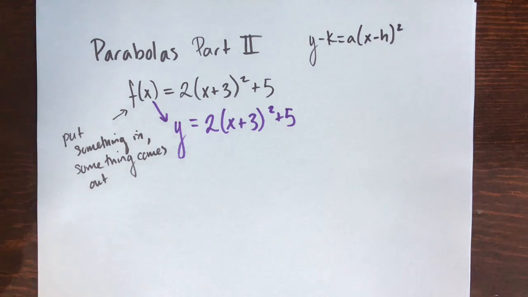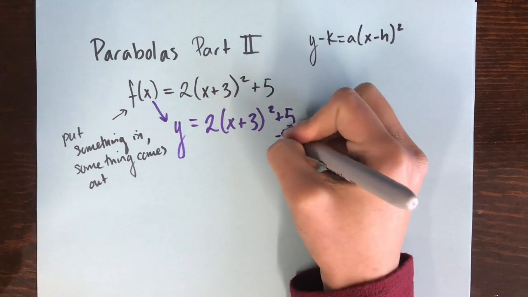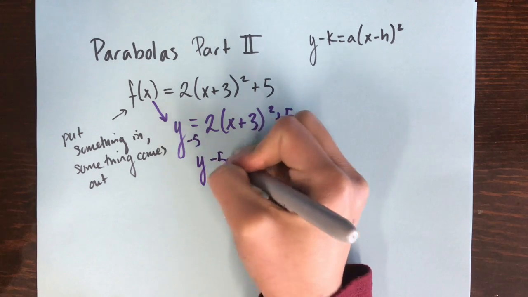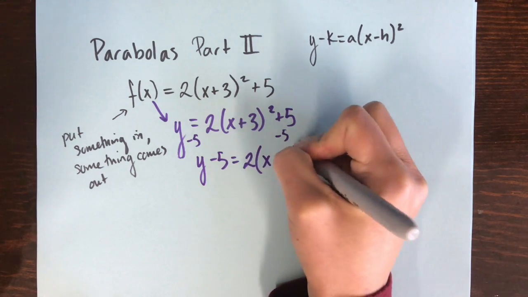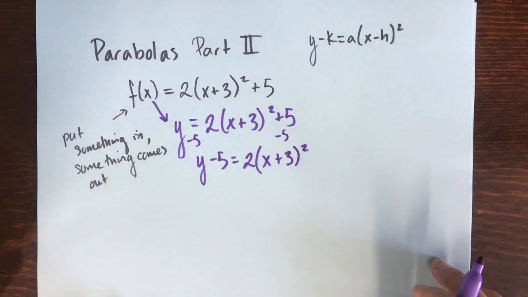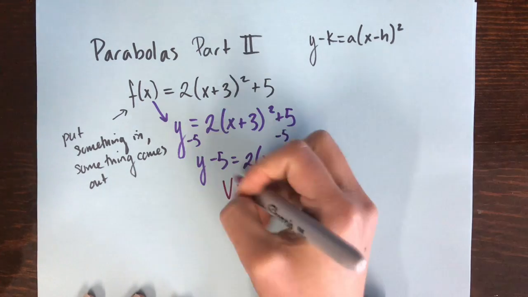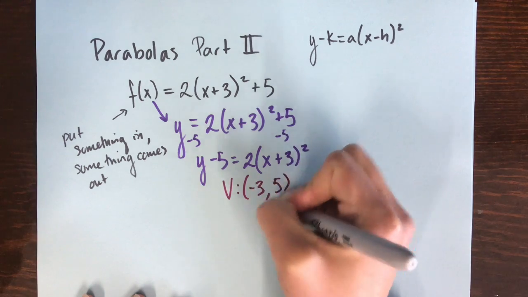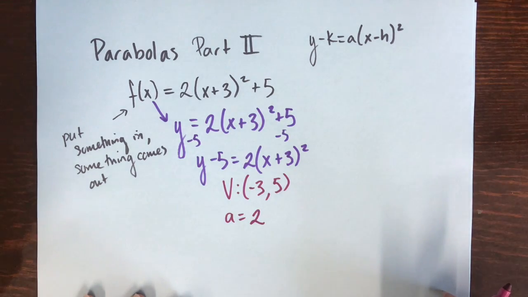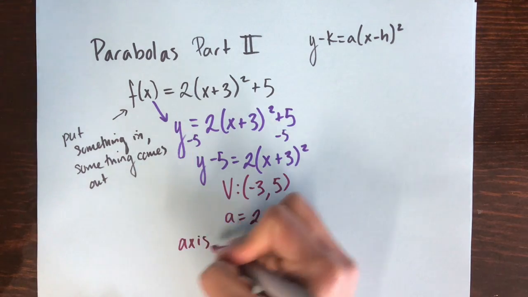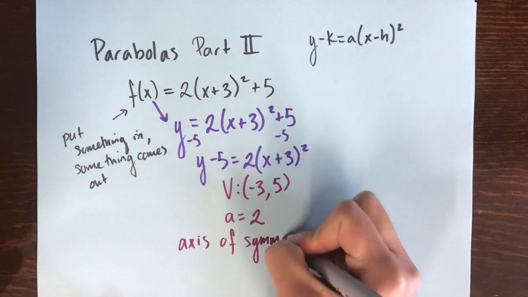So what I'm going to do first is I'm going to replace f of x with y. And then I need to turn this into the standard form for the parabola. So I'm going to subtract 5 from both sides so that I get it into the form of y minus 5 is equal to 2 times (x plus 3) squared, which means my vertex is negative 3 and then 5, right? And then my a value is 2.